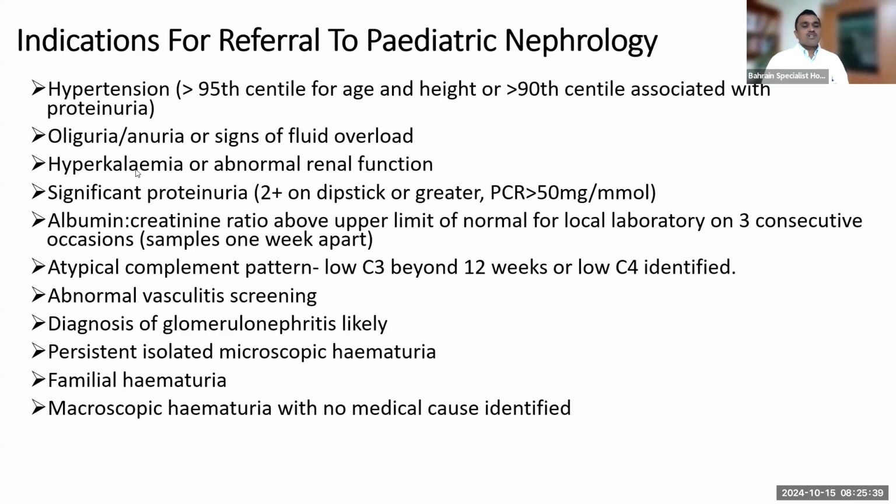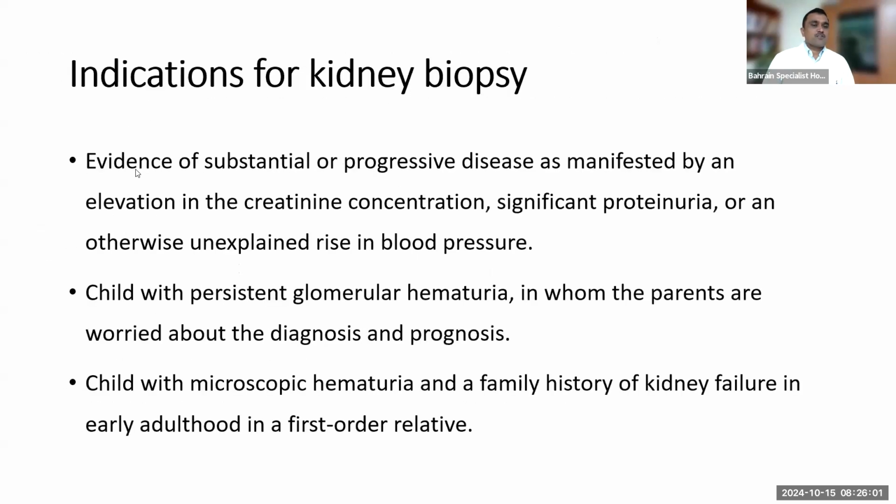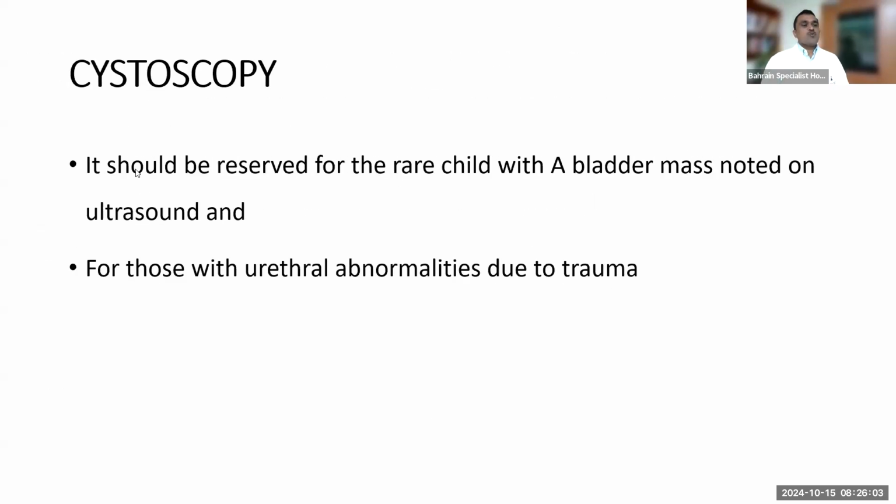albumin creatinine ratio above the normal limits, atypical complement pattern like low C3 beyond 12 months or low C4 identified, abnormal vasculitis screening, diagnosis of glomerulonephritis likely, persistent isolated microscopic hematuria for more than 2 years, familial hematuria, or macroscopic hematuria with no medical causes identified. You have to refer these patients to the nephrologist. Cystoscopy should be reserved for the rare child with a bladder mass noted on the ultrasound or those with urethral abnormalities due to trauma.